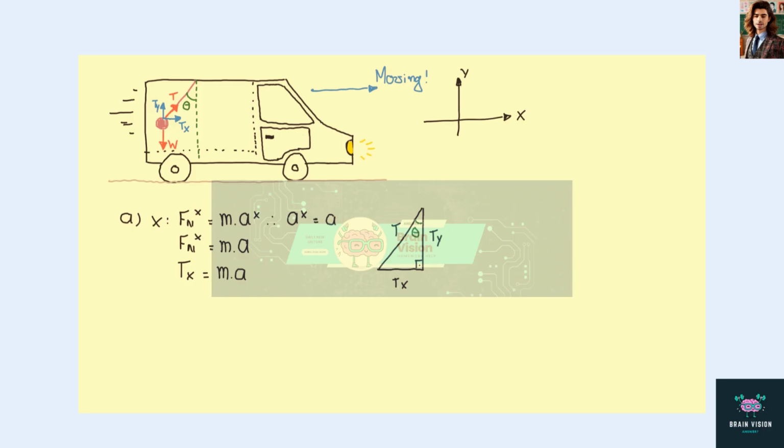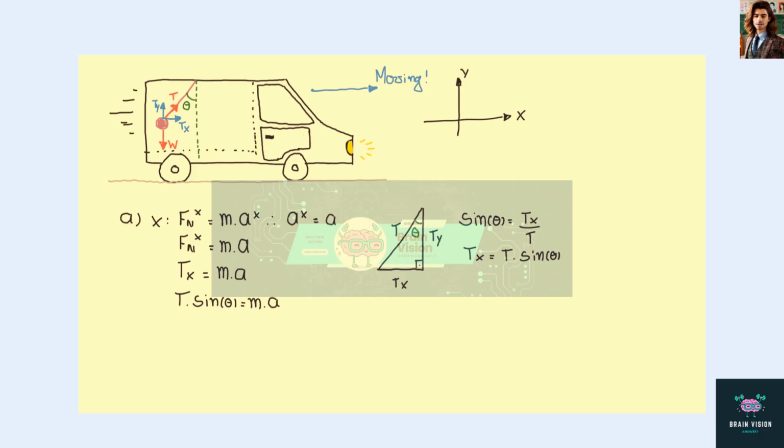Then the relation between the tension, the x component, and theta is given by the sine of theta, because Tx is the opposite side of the triangle to the angle theta. Then the sine of theta is given by the opposite side, Tx, divided by the hypotenuse T. Then Tx is equal to T times the sine of theta. So T times the sine of theta is equal to the mass of the ball times the acceleration of the van. Still, there is no gravity appearing in this expression. How can we make gravity appear in this expression?